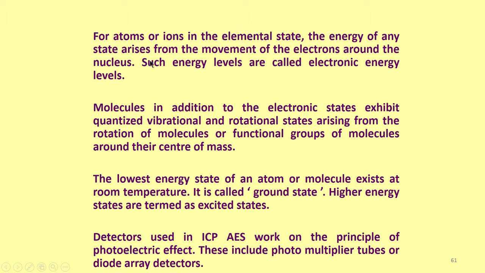The energy of any state arises from the movement of electrons around the nucleus. Such energy levels are called electronic energy levels. Molecules exhibit, apart from electronic energy levels, vibrational and rotational energy levels. That is, each electronic energy level is associated with a number of vibrational energy levels. You can imagine a big building with a ground floor, first floor, second floor, third floor.